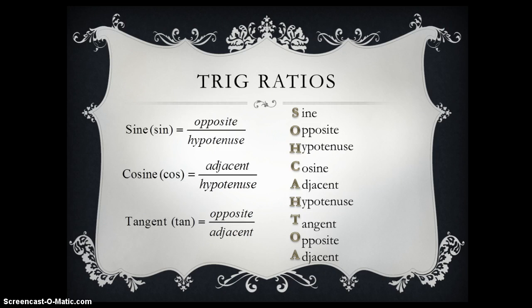The first trig ratio is called the sine, and the sine is represented by the opposite side of the triangle over the hypotenuse. The second one we're going to learn about is the cosine. The cosine is represented by the adjacent side of the triangle and the hypotenuse. The last one is the tangent, represented by the opposite side of the triangle over the adjacent side. And SOHCAHTOA's name spells out these ratios. Sine is opposite over hypotenuse, cosine is adjacent over hypotenuse, and tangent is opposite over adjacent.